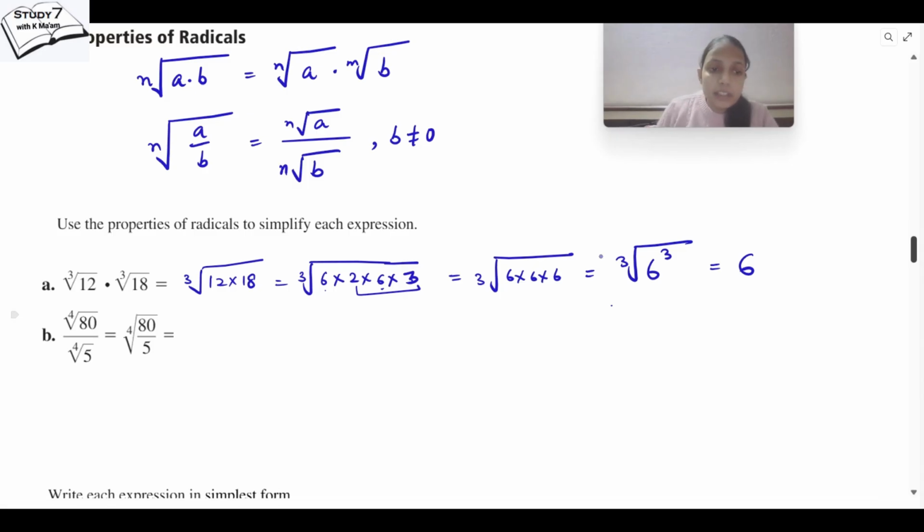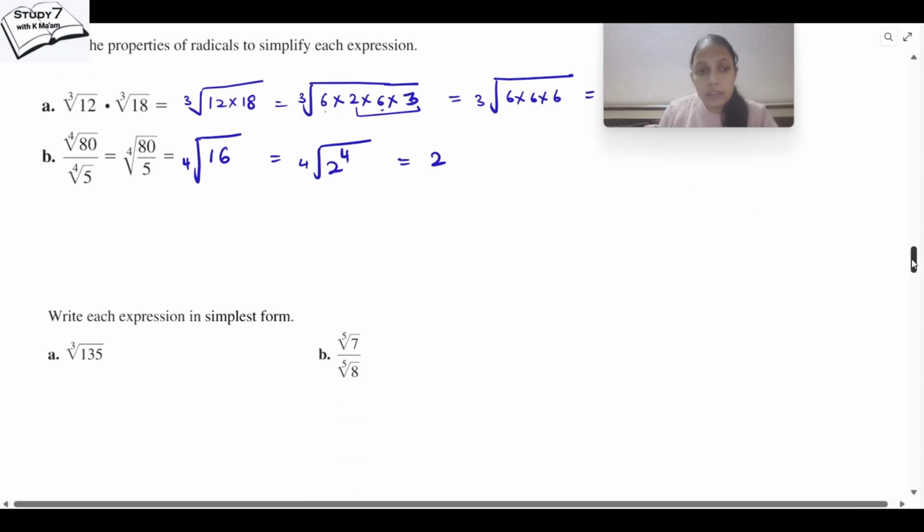Next: fourth root of 80 over fourth root of 5. Combine them, and now I will get the fourth root of 80 over 5, which is 16. The fourth root of 16 can be written as 2 to the power 4. The 4 and 4 cancel, so you are left with 2 only.